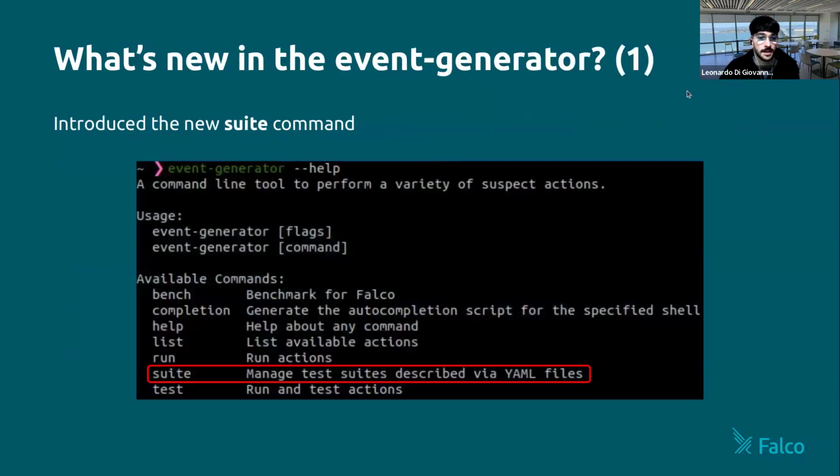So what's new? Basically, in the last month, we had this new command. It's called suite and is under the main event generator command. It can be used to manage test suites. And the most important thing is that this test suite can be described by a YAML file. So we are providing the user with the freedom to describe in a declarative way the actions that he wants to perform to test the Falco rules.